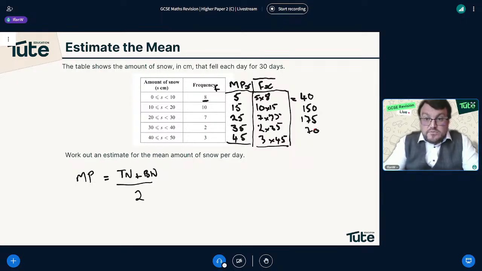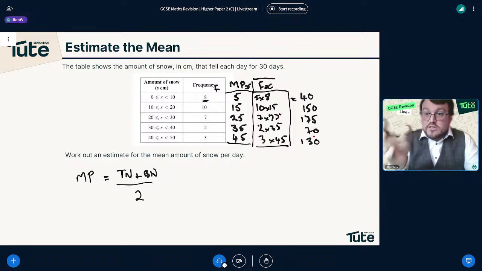70 and 90, 135. Now, that's only part of the question. It's asking you to estimate the mean. What you've done there is you have found the amount of snow in each group.